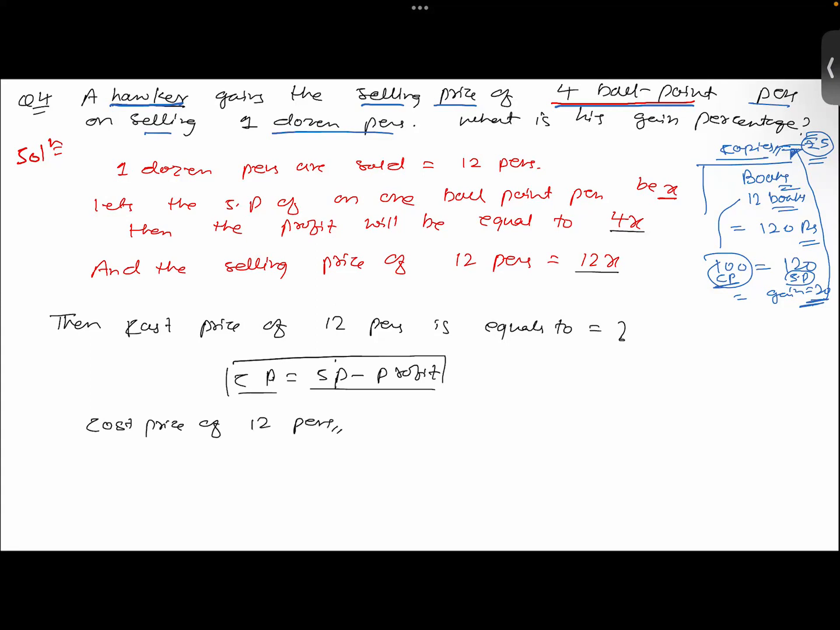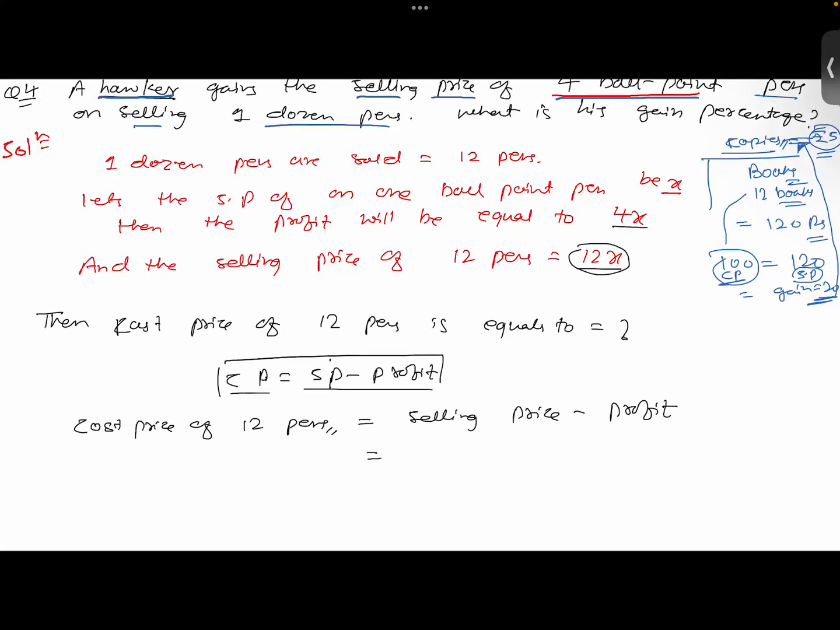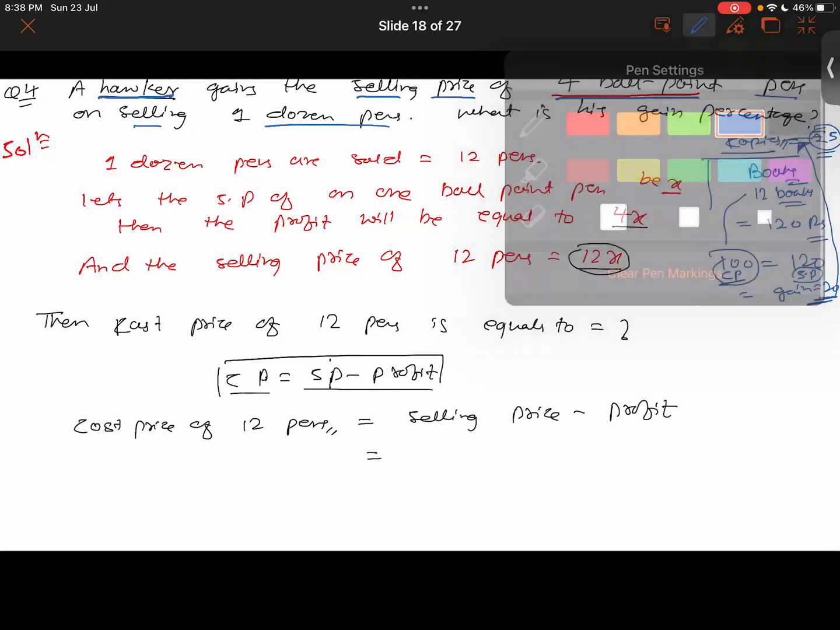हमें क्वेश्चन में क्या गिवन है? हमें सेलिंग प्राइस की सिर्फ बात हो रही. We don't know the cost price. So here we are calculating in terms of cost price of those 12 pens. So cost price of 12 pens will be selling price minus profit. So profit कितना है अहमद? And selling price कितना है अरहान? The selling price is 12x.